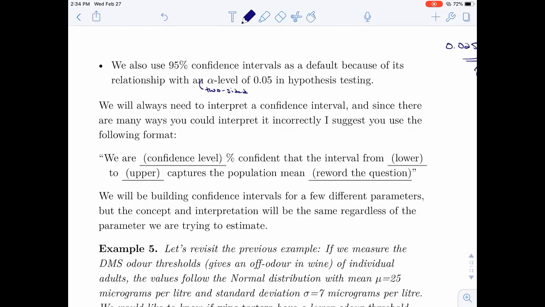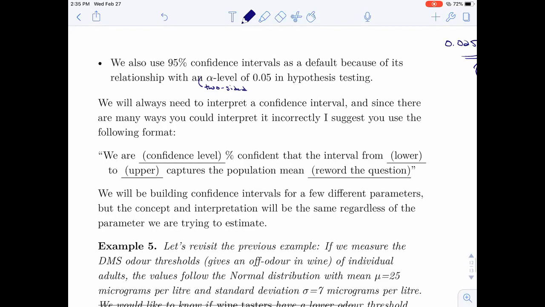Here we're talking about the population mean. Later on, we'll be talking about the population mean difference, the population difference in means, the population proportion. We'll be talking about a lot of different parameters, but the sentence structure stays the same. So as soon as you've made a confidence interval, you're going to interpret it with this little blurb. Any questions before we do the example?